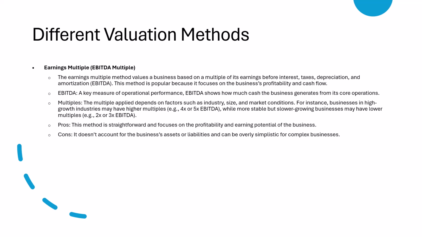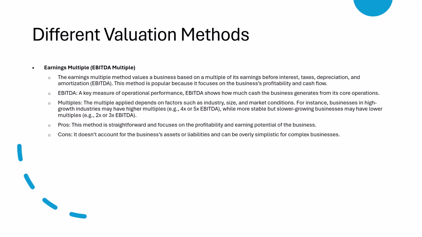EBITDA is a key measure of operational performance, and EBITDA shows how much cash the business generates from its core operations. Multiples: the multiple applied depends on factors such as industry, size, and market conditions. For instance, businesses in high-growth industries may have higher multiples of 4 or 5x, while more stable but slower-growing businesses may have lower multiples, 2 or 3 times EBITDA.